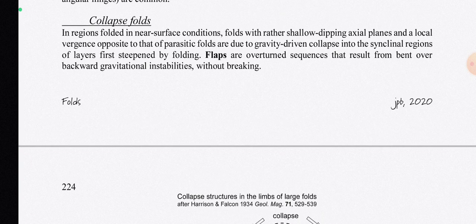Cuspate folds: in regions folded in near-surface conditions, folds with rather shallow dipping axial planes and a local vergence opposite to that of parasitic folds are due to gravity-driven collapse into the synclinal regions of layers first deepened by folding. Flaps are overturned sequences that result from bending over backward due to gravitational instability without breaking.